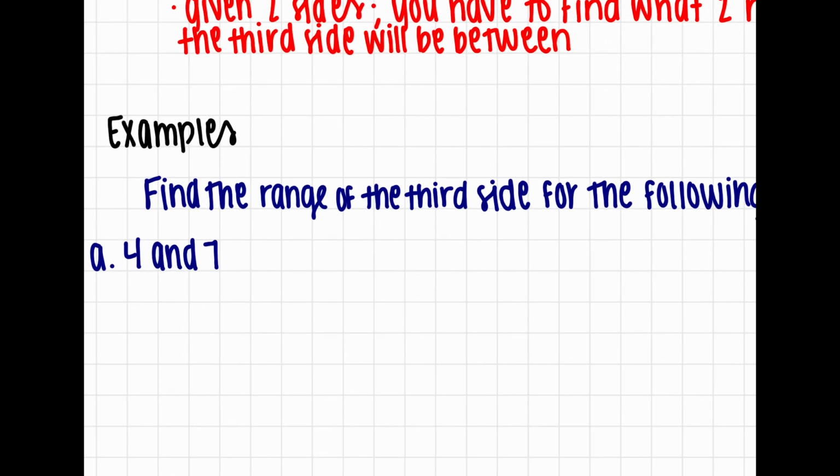So I always write the biggest number first. So I have 7. I'm going to add the second, plus 4. I'm going to do the same thing, but with subtraction. I'm now going to do 7 minus 4. I always write the biggest number first to avoid any negatives.